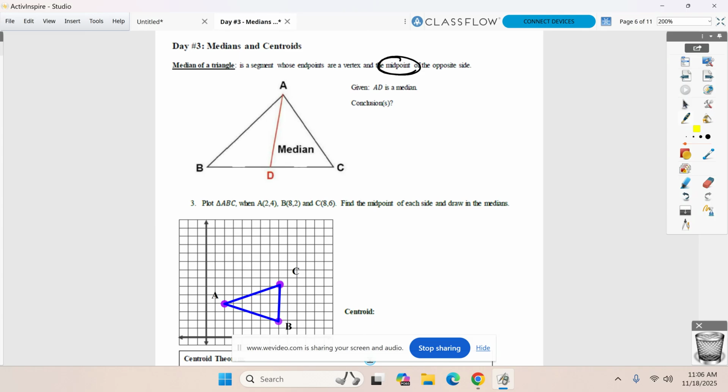All right? So what I need you to do right now, if a median comes from a vertex drawn to the opposite side's midpoint, I need a couple extra markings on my diagram because it's a little blank right now. If you wouldn't mind putting a couple extra markings on my diagram showing me that AD is a median.